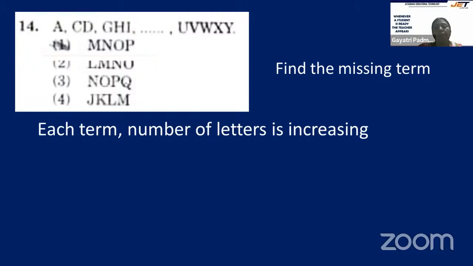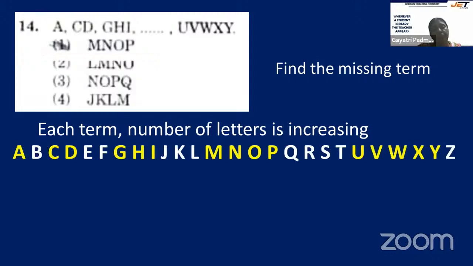Each term, number of letters is increasing. Yes, so the first term is 1, second term is 2, third term is 3. So the fourth term must be 4 because the fifth term is 5. So here the alphabets are written. If you see here A, C, D, next G, H, I, right? And after the 3 letters are left, next you have M, N, O, P. See here, let me explain.